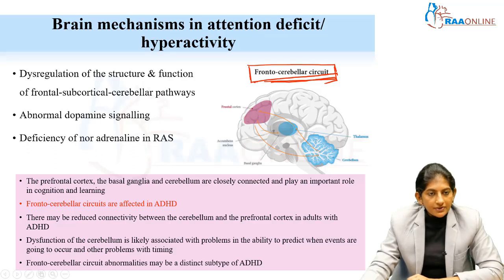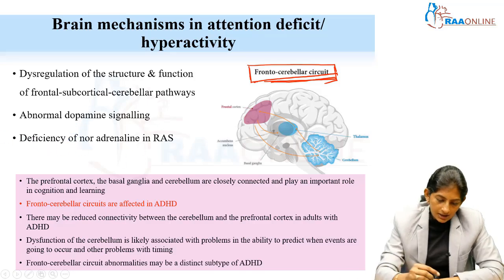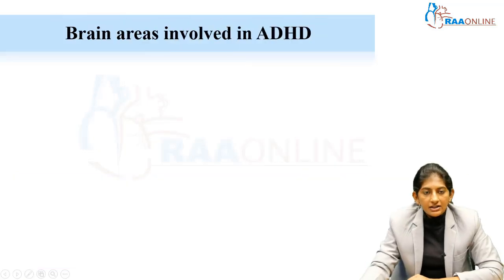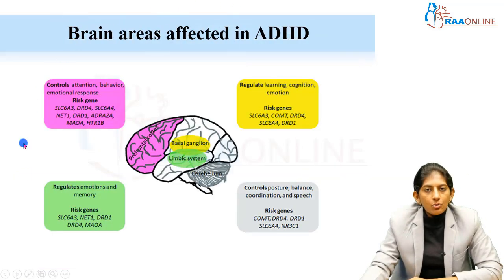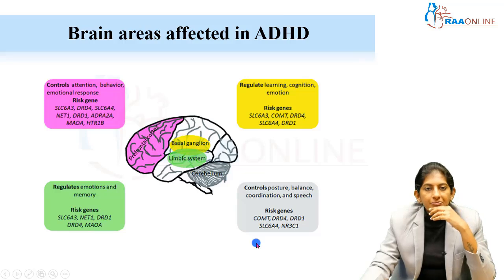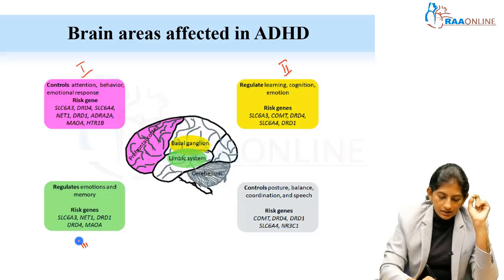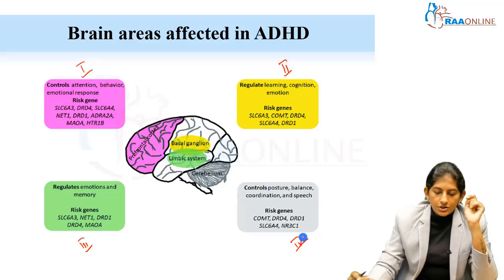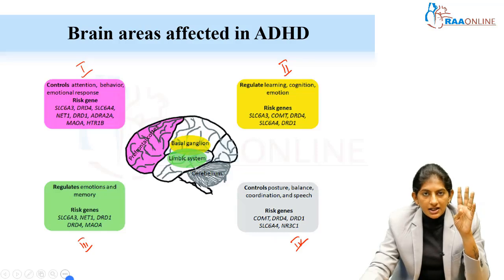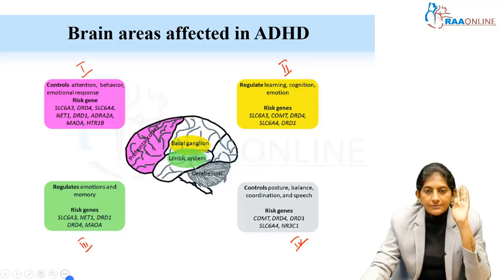It can be because of abnormal dopamine signaling or another neurotransmitter, noradrenaline. So there is deficiency of noradrenaline in the reticular activating system. These are the four important parts of the brain that are affected in ADHD. Starting from the prefrontal cortex, denoted in pink. So prefrontal cortex, second will be basal ganglia, third is our limbic system, four is cerebellum. So the four main brain areas which are affected in ADHD are these four.